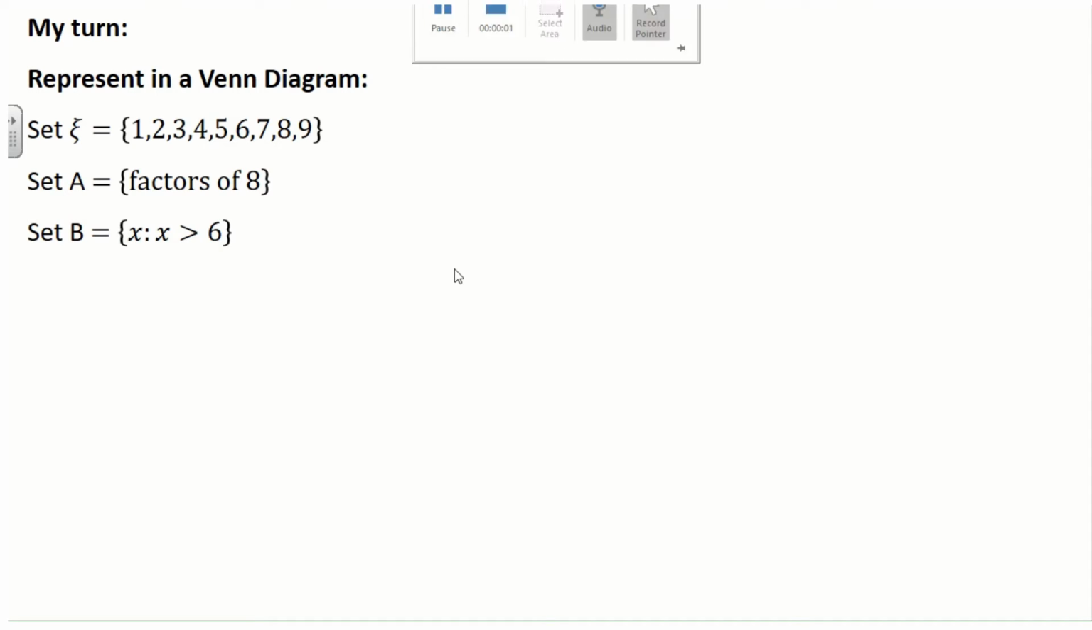Okay, so we're going to have a go now at putting numbers from sets into a Venn diagram, a bit like we did yesterday. Just another recap just to make sure we're really confident with this. We've got our universal set is 1, 2, 3, 4, 5, 6, 7, 8, and 9. And we've got our factors of 8, and we've got our set B, which is numbers that are bigger than 6. So it's greater than, but not equal to. So we've got 7, 8, and 9 will go in this one.